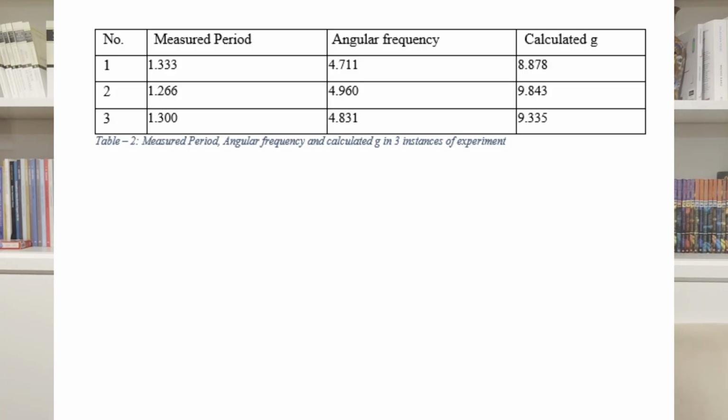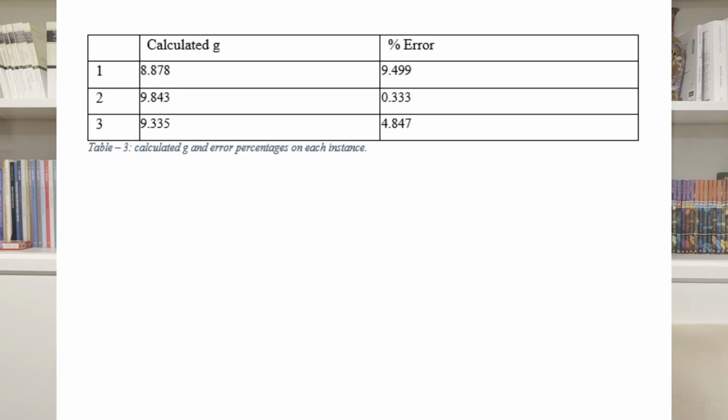After running through the calculations for 3 instances of the experiment, 3 different G values were calculated, ranging from 0.4% to 10% error. It can be seen that we got results reasonably close to the actual G, but still had an important margin of error.